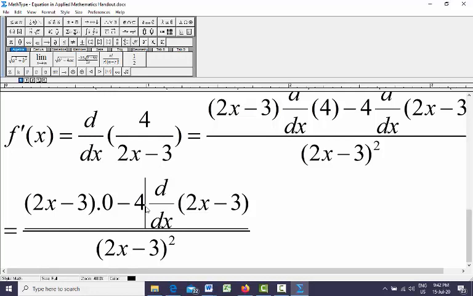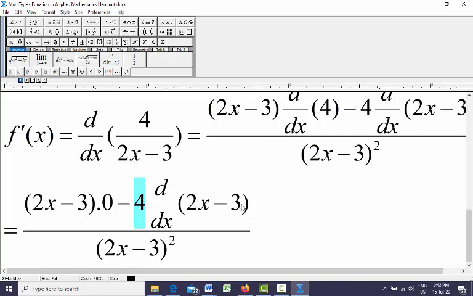So now here you have 4. We have 4 after the minus. This 4 is behind this d by dx. So that means you don't need to do differentiation of this one, because this is behind d by dx. You don't have to worry about it.